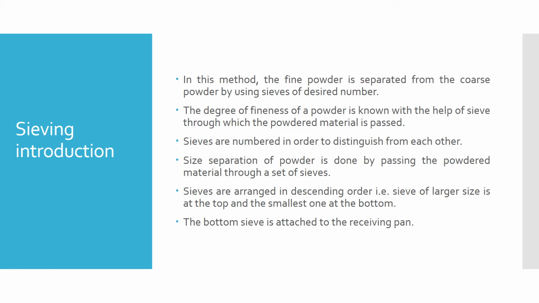Now, if we talk about sieving in brief, what is sieving? Sieving is separation of fine powders from their coarser or larger versions by using sieves. Now, the degree of fineness of a powder is known by the sieve through which the material is going to pass.